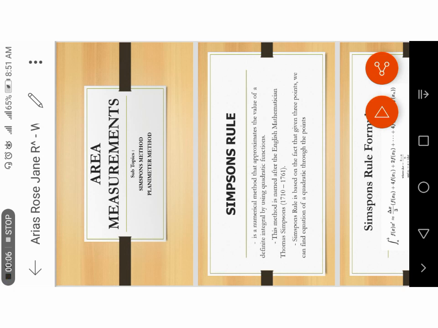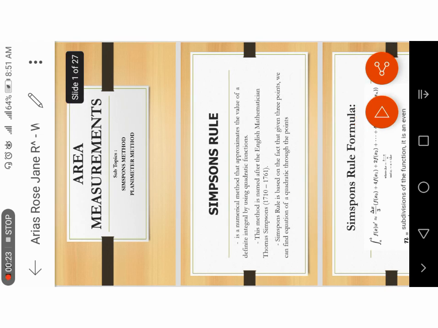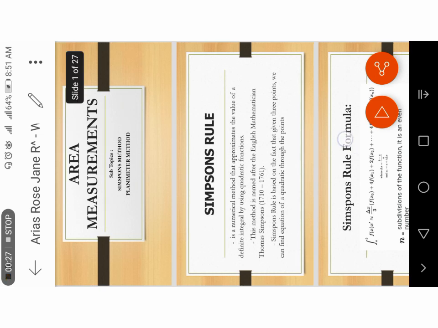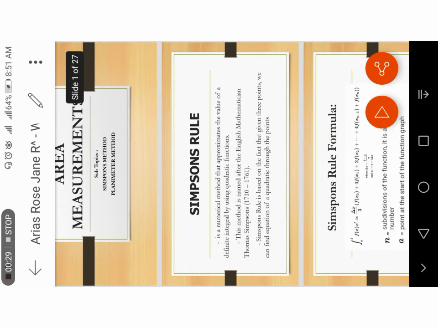In this video, I report on area measurement using Simpson's method and the Planimeter method. Area measurement in Simpson's method is a continuation of the report of Ms. Janeline Estoya.